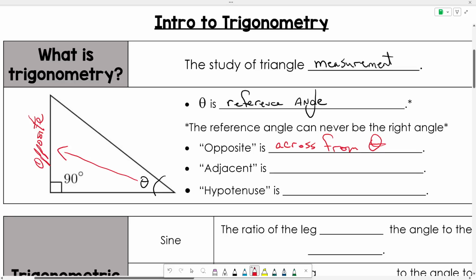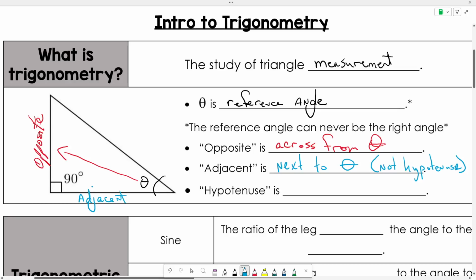Our adjacent side is the one that is actually touching our theta. So this would be my adjacent side. The adjacent side is the one connected to or next to theta, and it is not the hypotenuse. It has to be one of the legs.